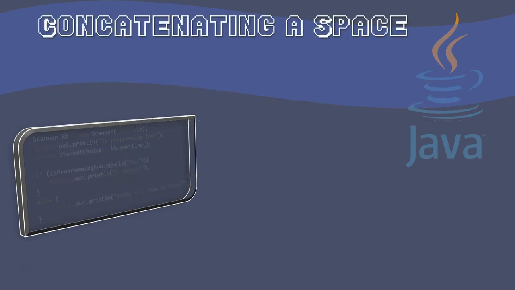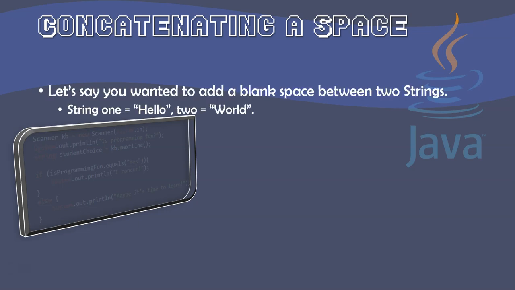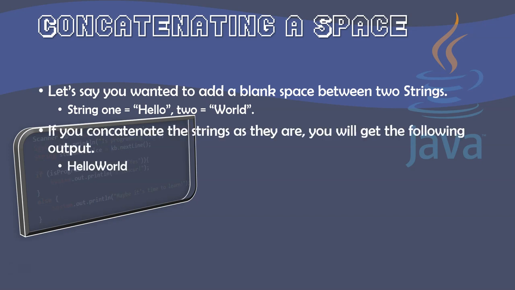Now, let's just say we want to concatenate a space. Obviously the space is a character, right? And let's say we want to add a blank space between two strings. The strings themselves don't necessarily have that blank space in them. So if I have string 1 is "hello" and string 2 is "world", you'll notice neither of these strings has an extra space. There's not one here at the end of hello, and there's not one here before world. That's because sometimes when we have these, we aren't necessarily anticipating a space there, because we don't know how those strings are going to be used. So if we concatenate the strings as they are, we're going to get helloworld, with no spacing.